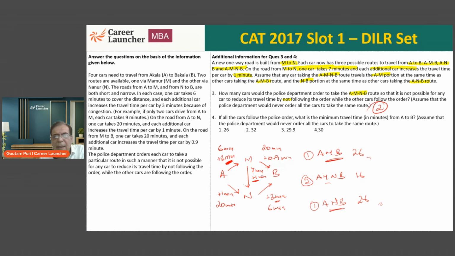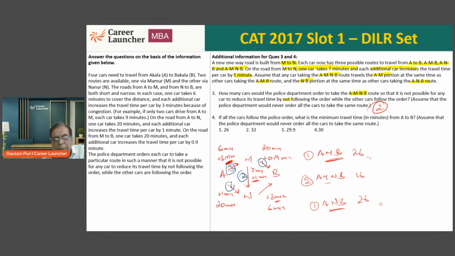Yeah. So A, M and B, there have to be 2 cars. A, M, B has to be 1 car. That means across AM there should be 3 cars. Because 1 car will go to AMB, 3 will start from AM, 2 will get diverted towards MN, 1 will continue to MB. Similarly, what about A and B?